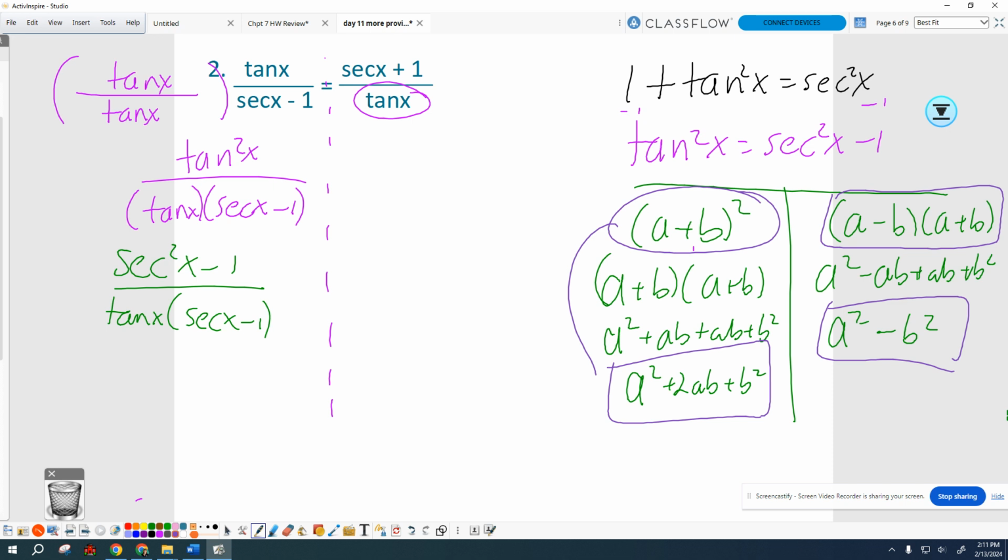So factoring. How does that numerator factor? Does it look like one of these patterns? Colin, what do you think? Does the numerator here, secant squared minus 1, look like either of these patterns? Is there a perfect square minus a perfect square? Yeah, so how is this guy going to factor? Secant x minus 1 and secant x plus 1. Yep.